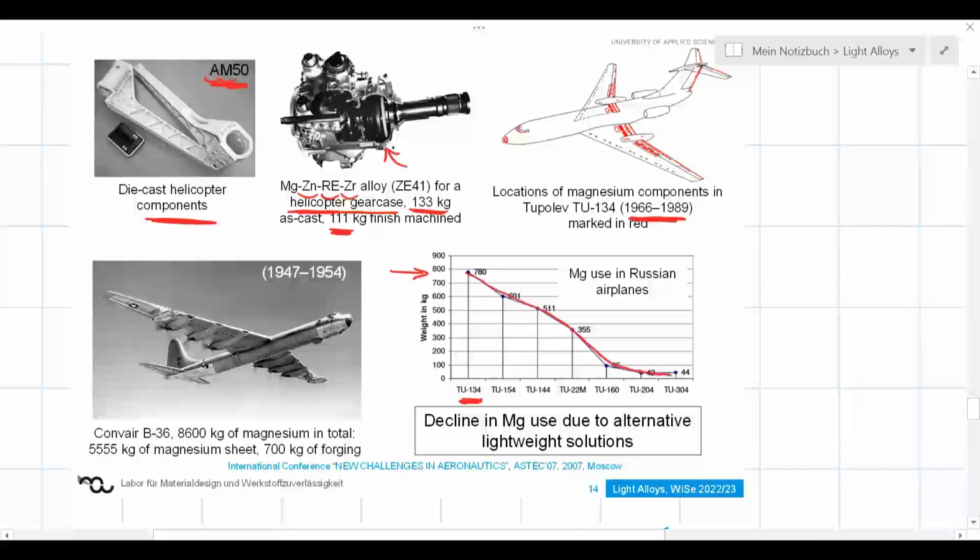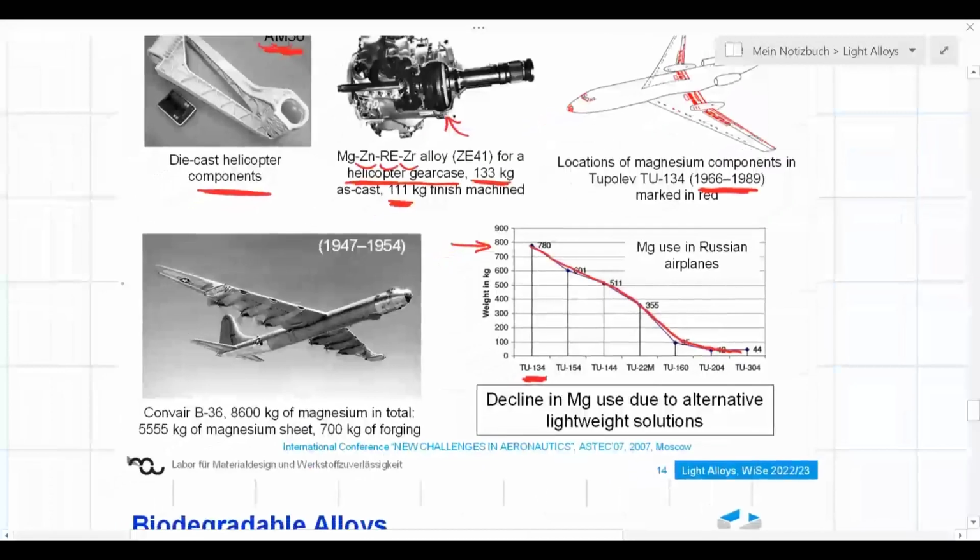But still, a large number of components are made out of magnesium alloys. But if you compare to older times, we see a decline, and that is related to more attractive options. Here's another interesting example, an old airplane. Actually, the US started to make this one during the World War. It was finished shortly after the First World War.